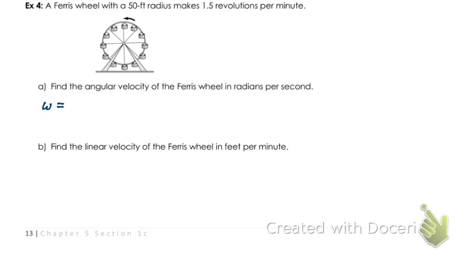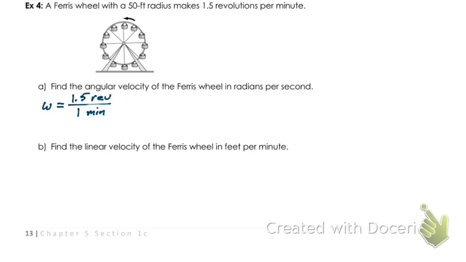Angular velocity is basically how many revolutions we have over how much time is given to us. In this case, they said it's 1.5 revolutions per minute. So our angular velocity right now is 1.5 revolutions per 1 minute.